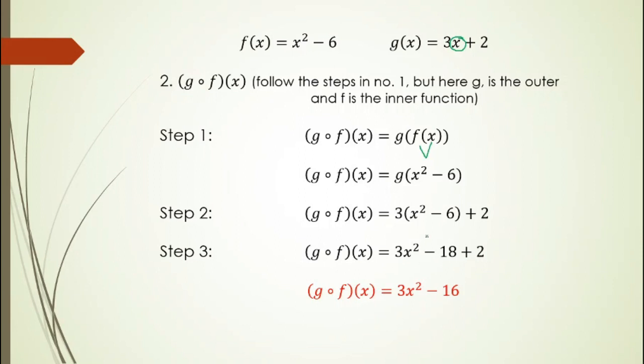And then, we have 3x squared minus 18 plus 2. So, paano po nakuha to? So, dinistribute or minultiply lang natin si 3 kay x squared and negative 6. Kaya natin nakuha si 3x squared minus 18. And then, simplify. So, the answer is 3x squared minus 16.